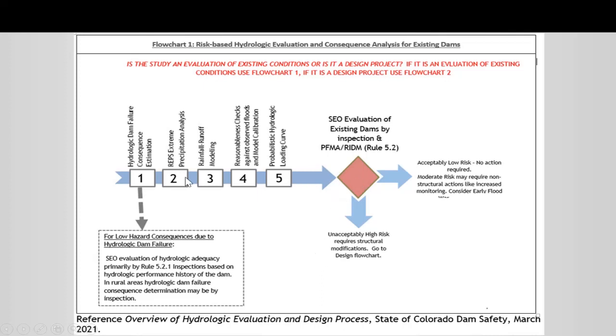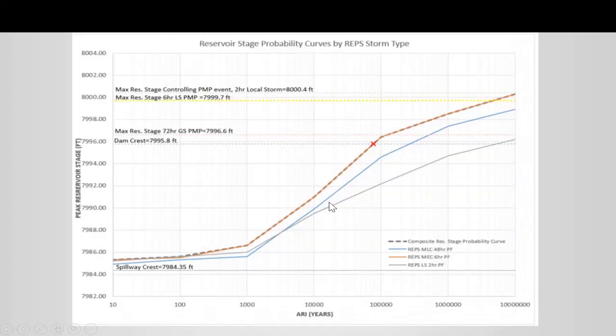Okay, and so before we go to design, I want to walk through a couple of these steps in this hydrologic risk analysis process. So the first here is the reservoir stage probability curves or hydrologic hazard curves. So we've already determined the life loss consequences from hydrologic dam failure in that step 1. Now we go through the modeling, the REPS probabilistic storms, and we generate these hydrologic hazard curves. Okay, so this is peak reservoir stage for each AEP storm, and then the 3 storm types.